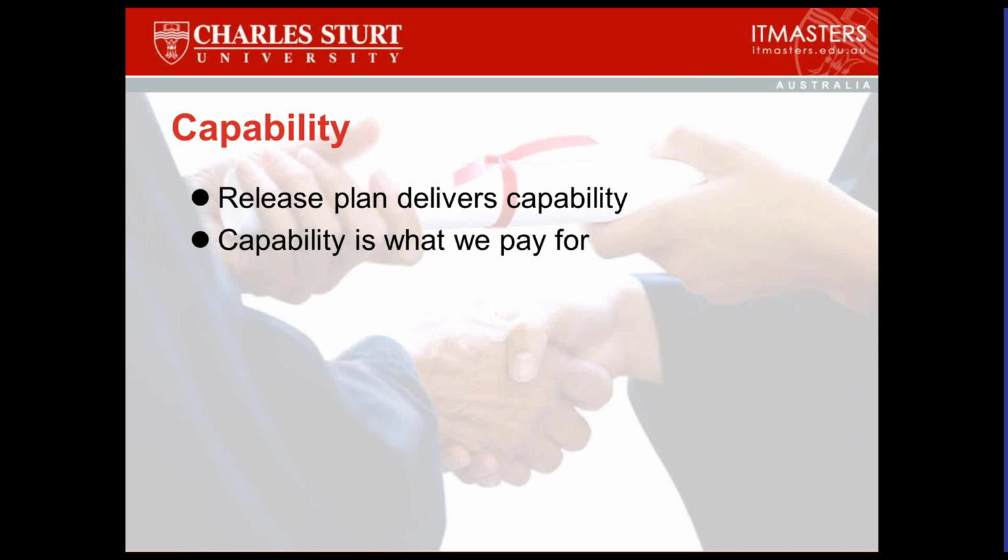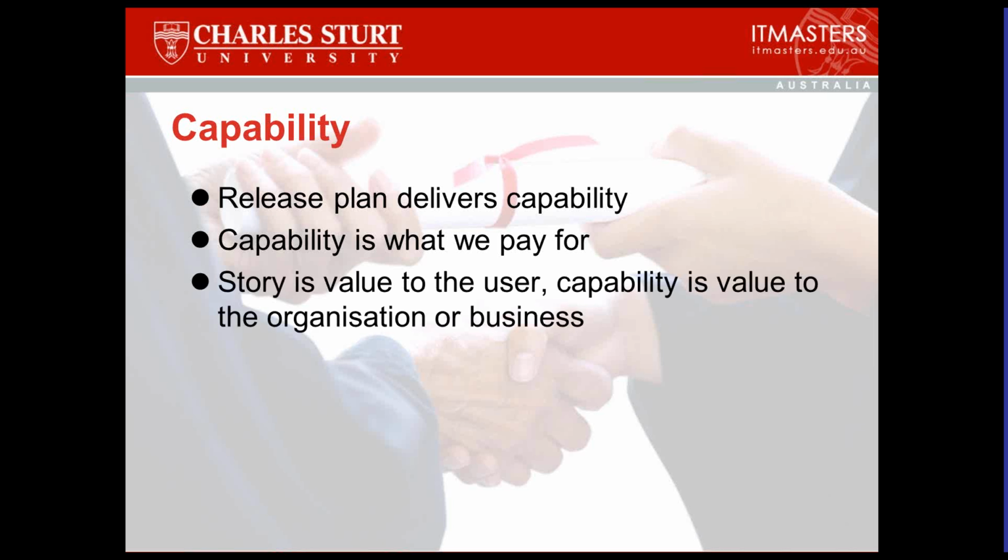And that's where transactions between businesses take place, for capability. So capability is what gets paid for. People don't pay for features. So the story is of value to the user at the user level and often defined by the user. Capability is the value to the organization or to the business and is usually defined at the management or executive level of that customer organization or department if it's internal.